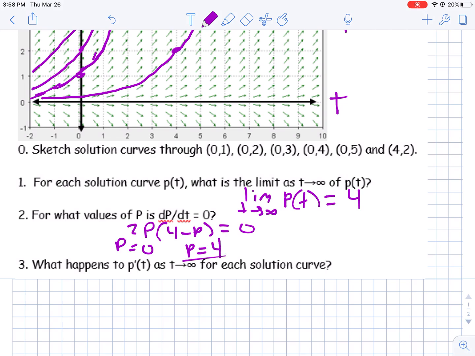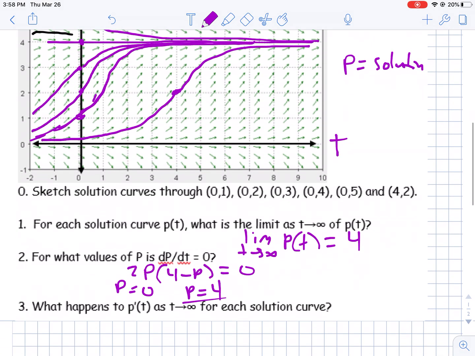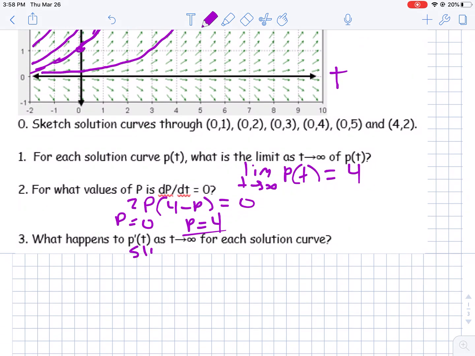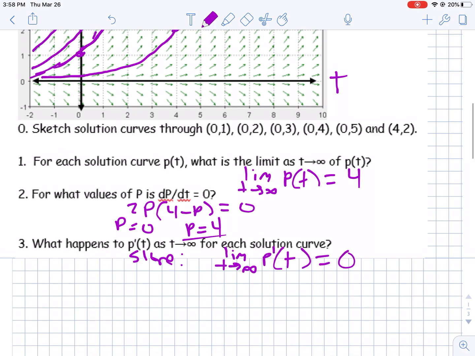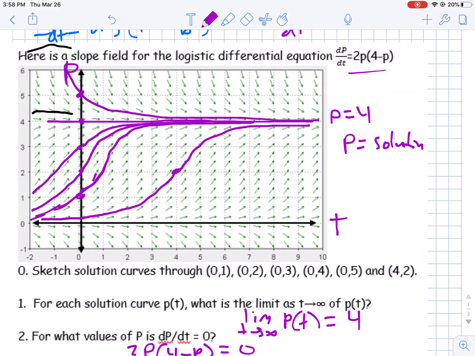What happens to p prime of t as t goes to infinity? Well, you guys should notice these all flatten out, right? So this is talking about the slope. If you take that limit as t goes to infinity of any solution curves, that slope is going to 0. So as we approach a p-value of 4 or so, we see the slope's going to 0.